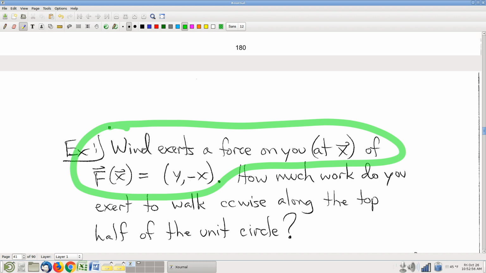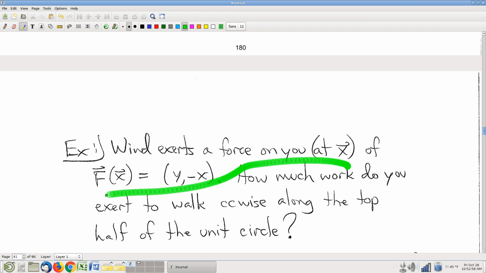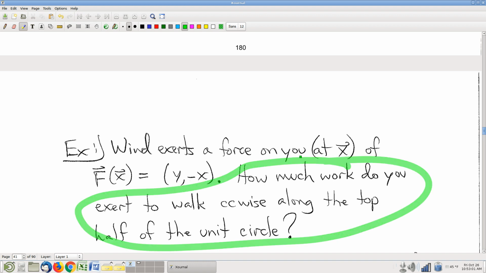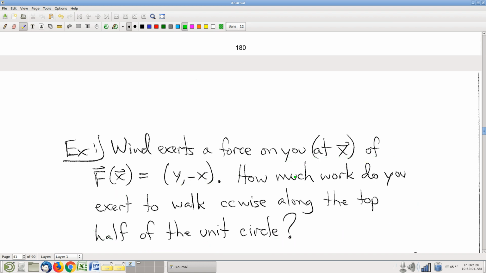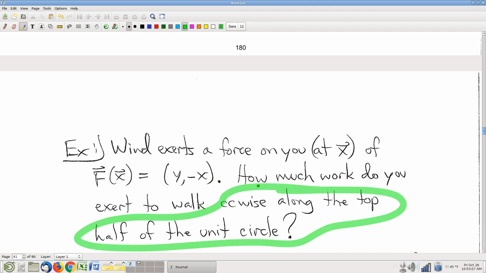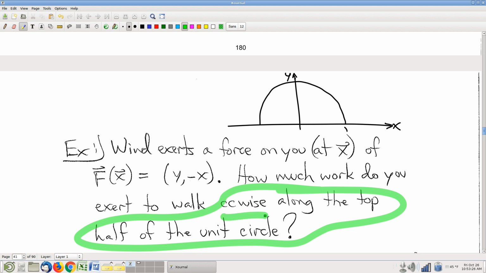Okay. And question: how much work do you have to exert in walking counterclockwise along the top half of the unit circle? Let's talk about this curve here, counterclockwise along the top half of the unit circle. Here's a picture. Top half of the unit circle. So that distance is 1. Now, specifically counterclockwise, notice. So we're walking that way. We're not walking the other way. It makes a difference. Okay, so that's what I need to parameterize.